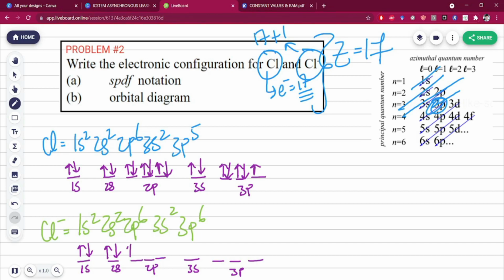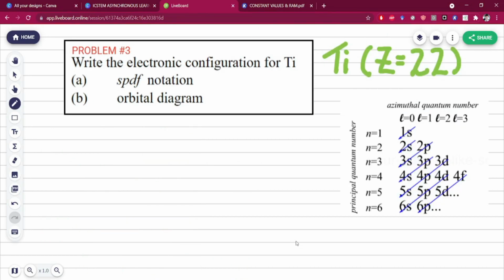Okay, 6, and then for p, get like that. Okay, it's quite easy. Now, what about titanium? You have Z equals to 22.